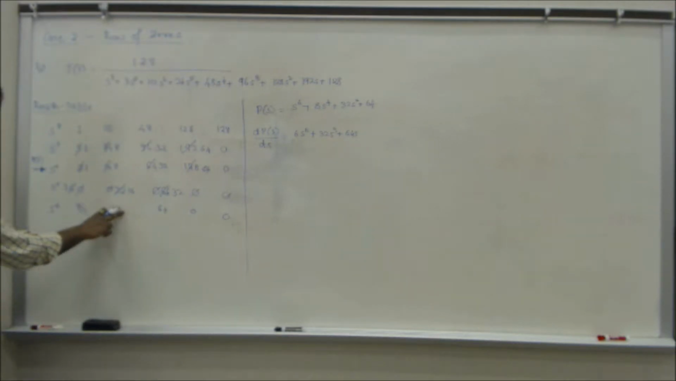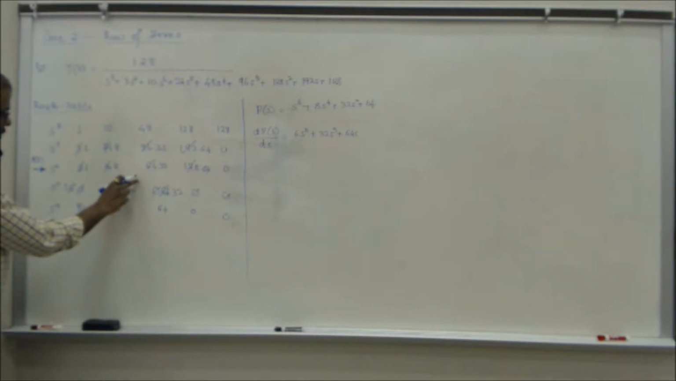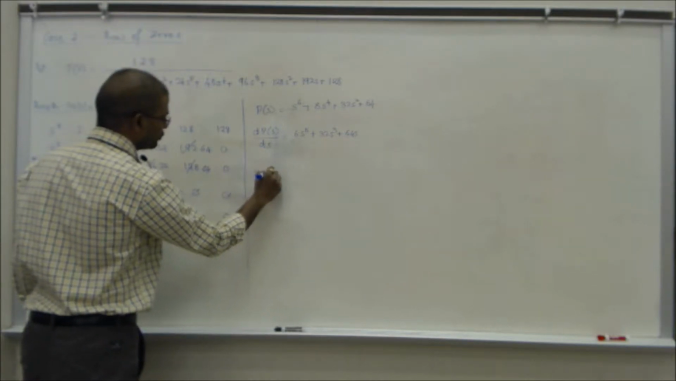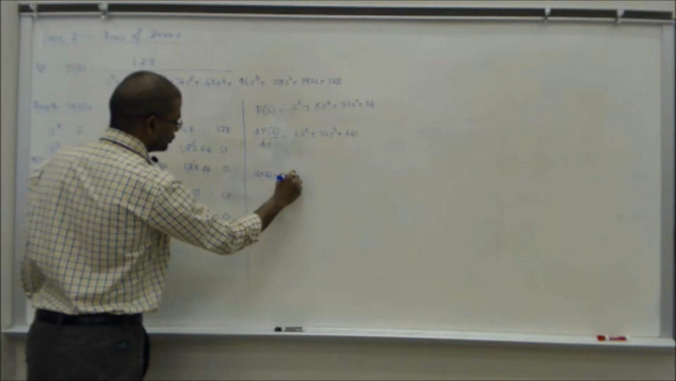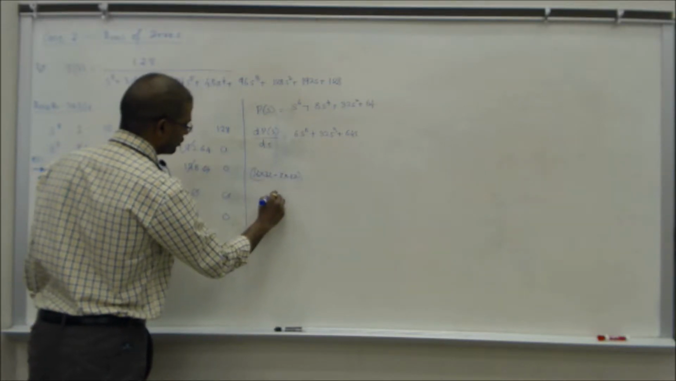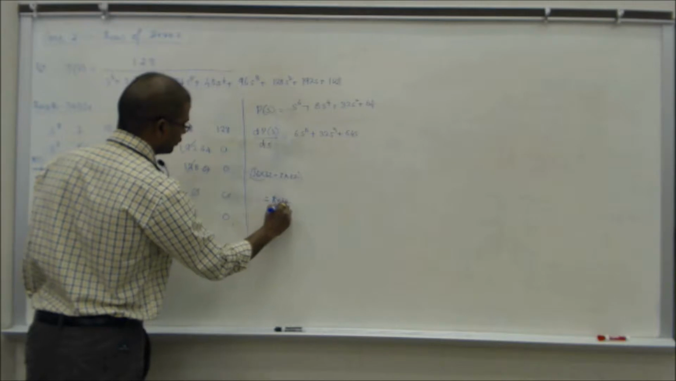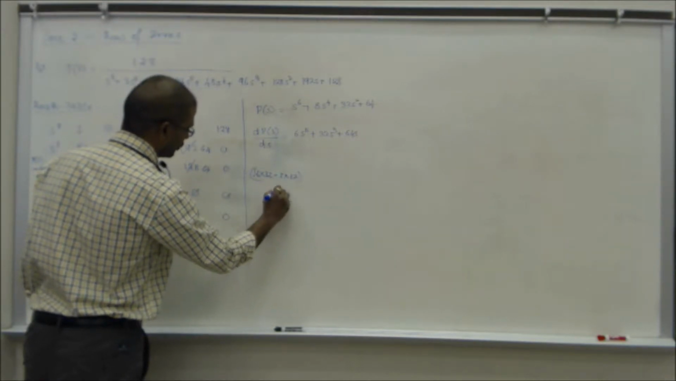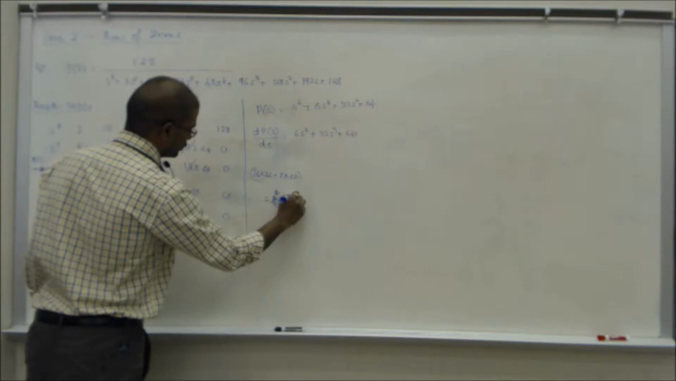Is this right? 16. No? So 32 into, 16 into 32 minus 8 into 32, which is 8 into 32, right? 8 into 32 over 16. 16, I think that's right.